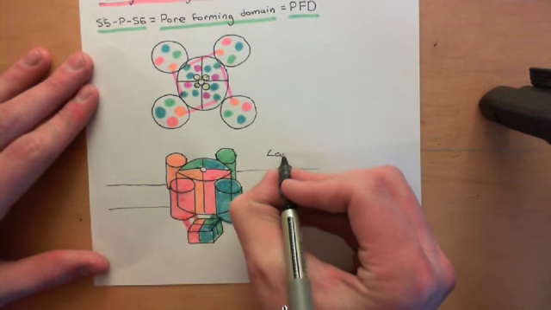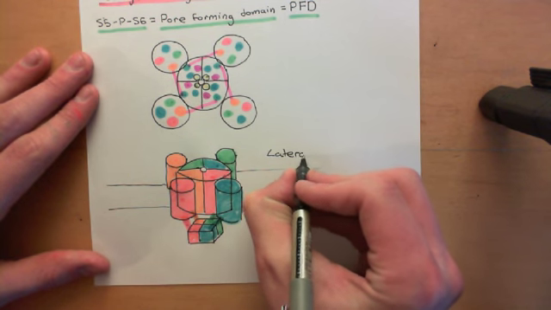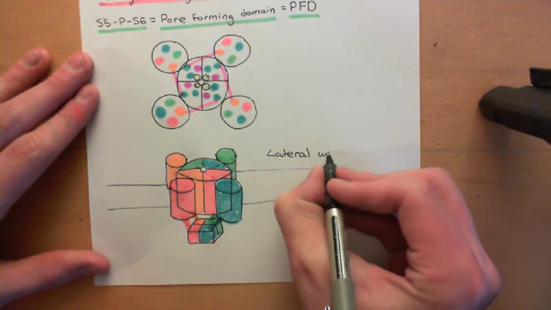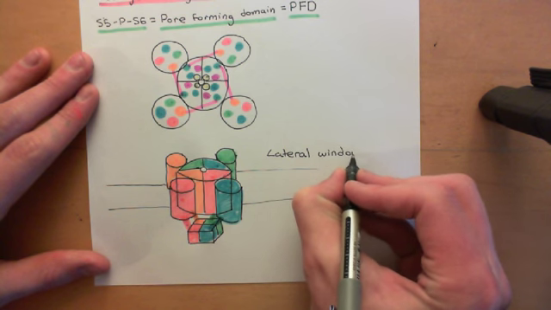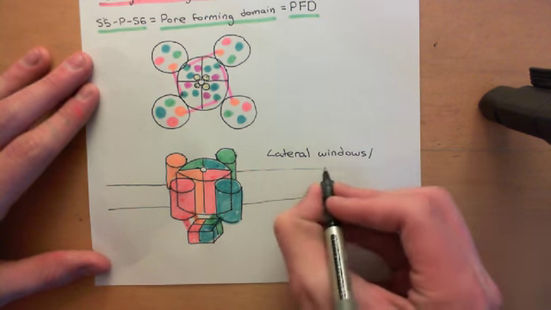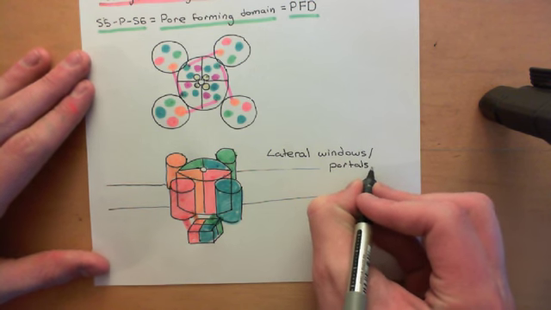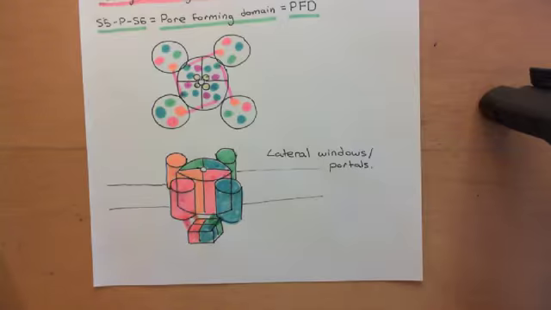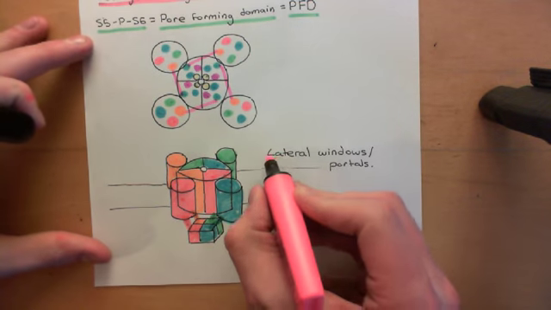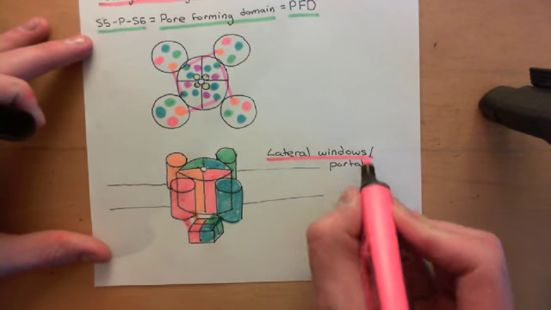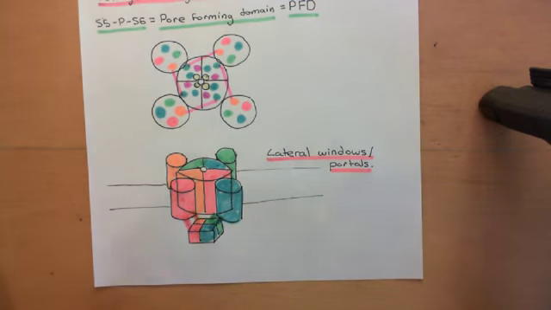These have a special name. They are called the lateral, meaning on the side, windows of the voltage-gated potassium channel, or some people will call them the lateral portals. We will be using this terminology later on. So take note, those are called the lateral windows or the lateral portals.